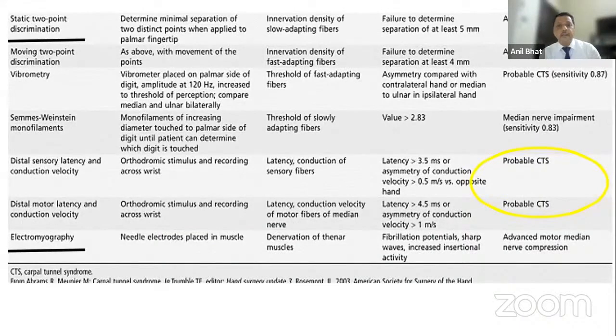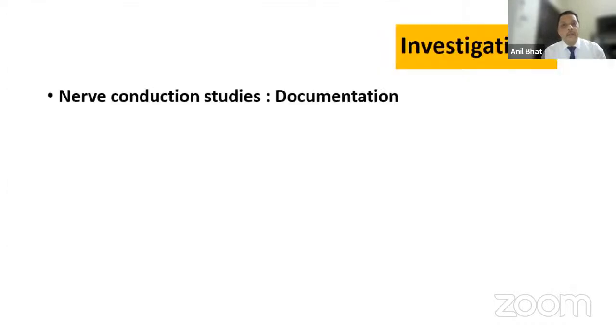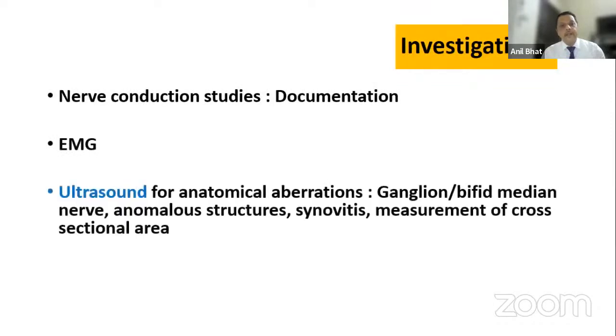But if you look at this, the evidence says probably there is CTS for NCVs. Okay, so it's not foolproof, but we all do NCVs most of the time because of documentation itself. But EMG might tell you if there's advanced motor median compression, especially if there are fibrillation potentials, which means the muscle is already getting damaged there. So that is the significance of that. So as I said, nerve conduction studies most of the time are for documentation. Ultrasound, as I said, is good because it gives the anatomy of the tunnel. NCV gives the physiology of the tunnel and tells you the pathology, what's happening.